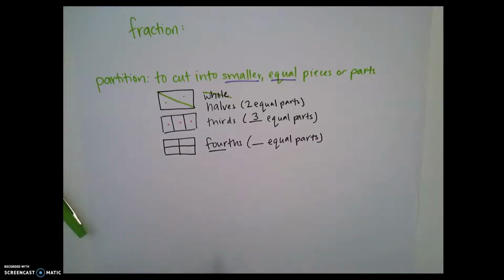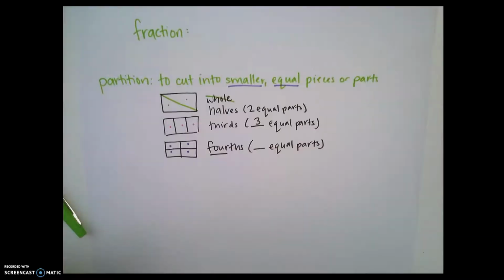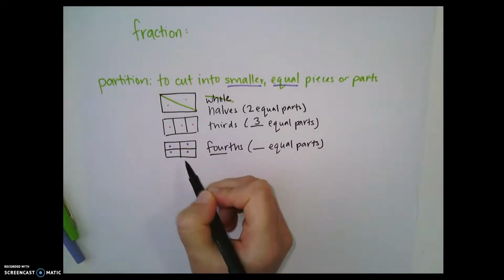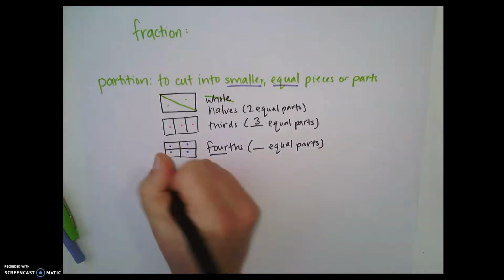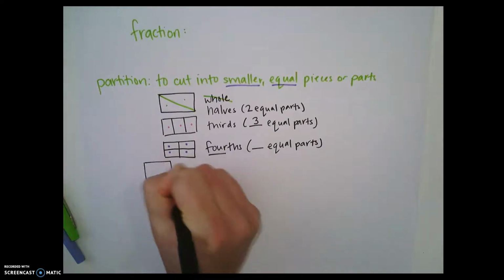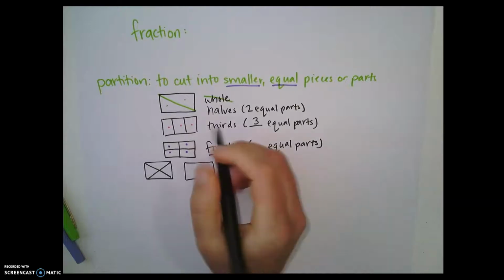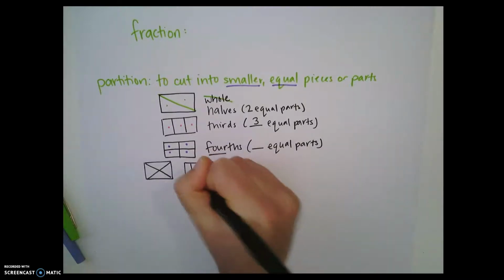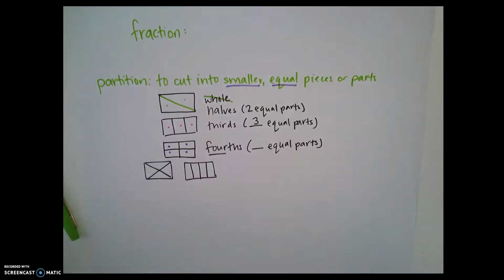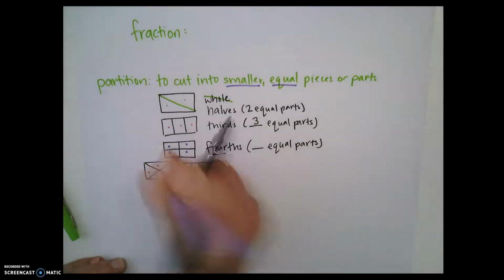Each of these smaller parts is one part of this whole shape. And they are all equal and the same size as each other. I'm going to show you a couple more ways. There are a lot of ways we can do fourths, but I'm going to show you a couple of different ways just to remember that there are often a lot of different ways that we can divide something into smaller equal parts, or we can partition it.